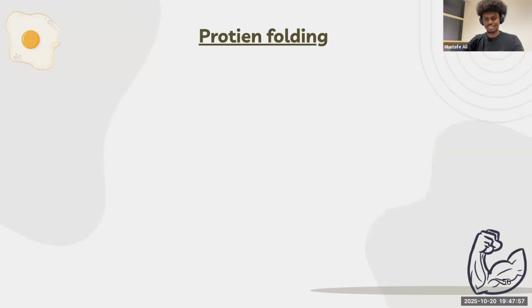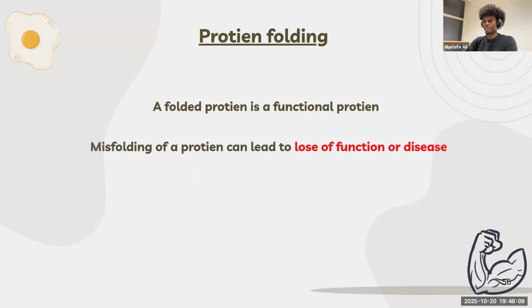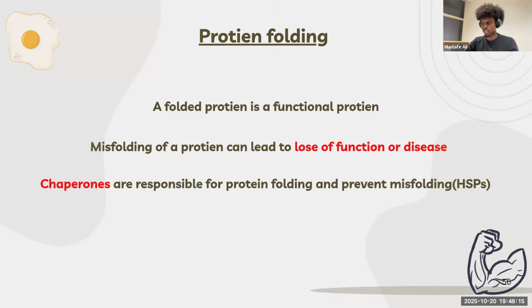Now, protein folding. Inshallah, this part is easier. Now, a folded protein is a functional protein. Folding is very important for making the protein functional so it can be released and do its role. Now, vice versa, a misfolded protein can lead to loss of function or even disease.